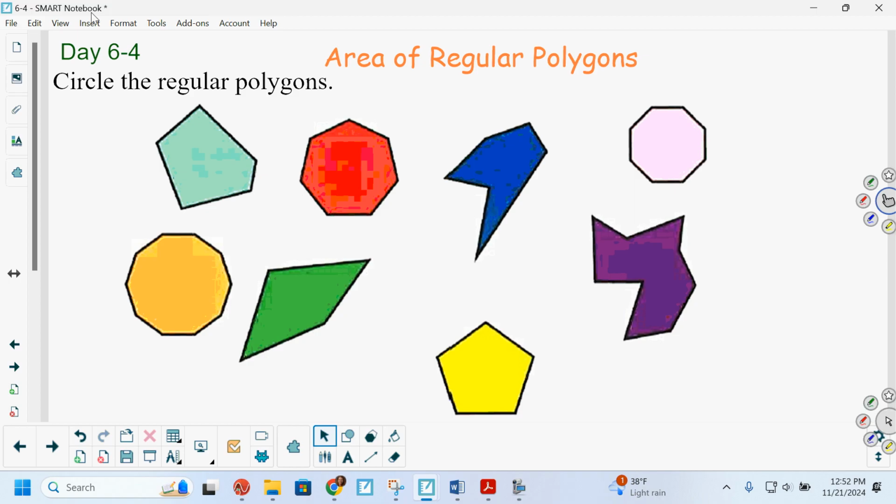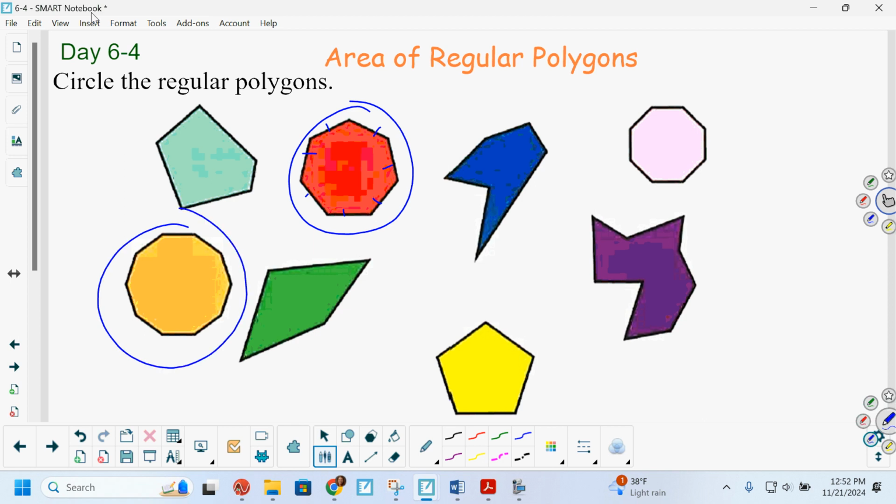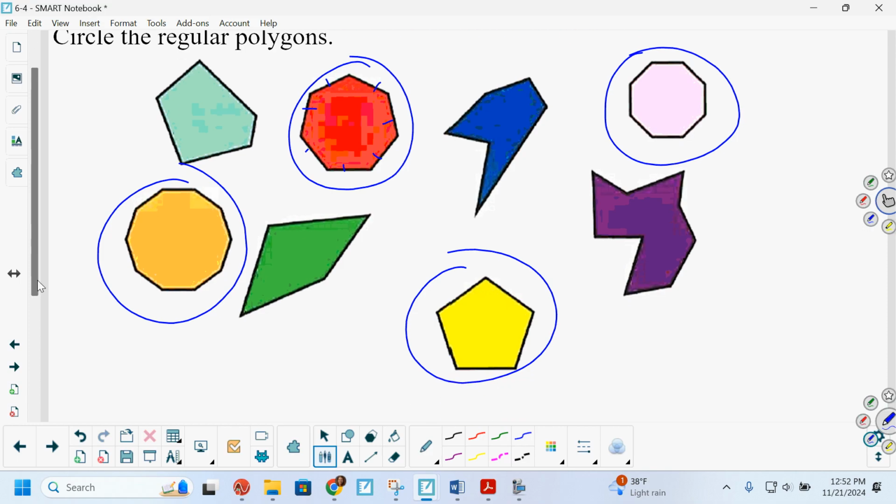All right, so take a moment and go ahead and circle all the regular polygons. You should be circling anything that has congruent sides with congruent angles. So you should have circled this red one, this yellow one, this other yellow one, the pink one. So those are the regular polygons, and those are what we're going to focus on today, finding their area.